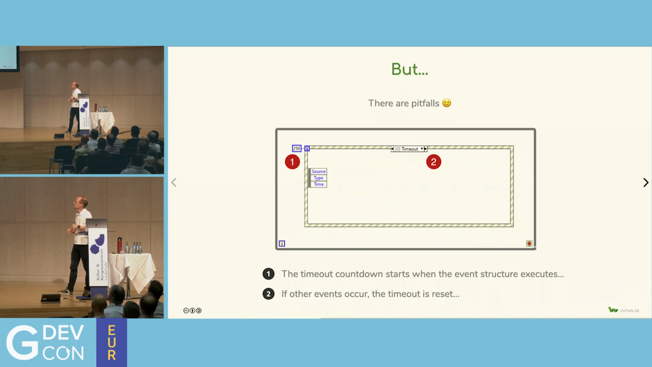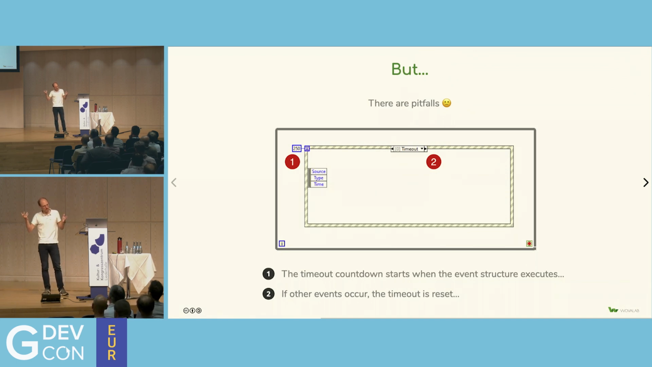The first pitfall is that the timeout countdown starts when the event structure executes. So the code you are going to execute in the timeout case is going to take some time to execute, and this time is going to be added to the constant of the timeout. So this code is not going to execute every 250 milliseconds, but every 250 milliseconds plus the time the code took to execute. The second pitfall is that if you add an event in your event structure, each time this event is fired, the timeout is going to be reset.